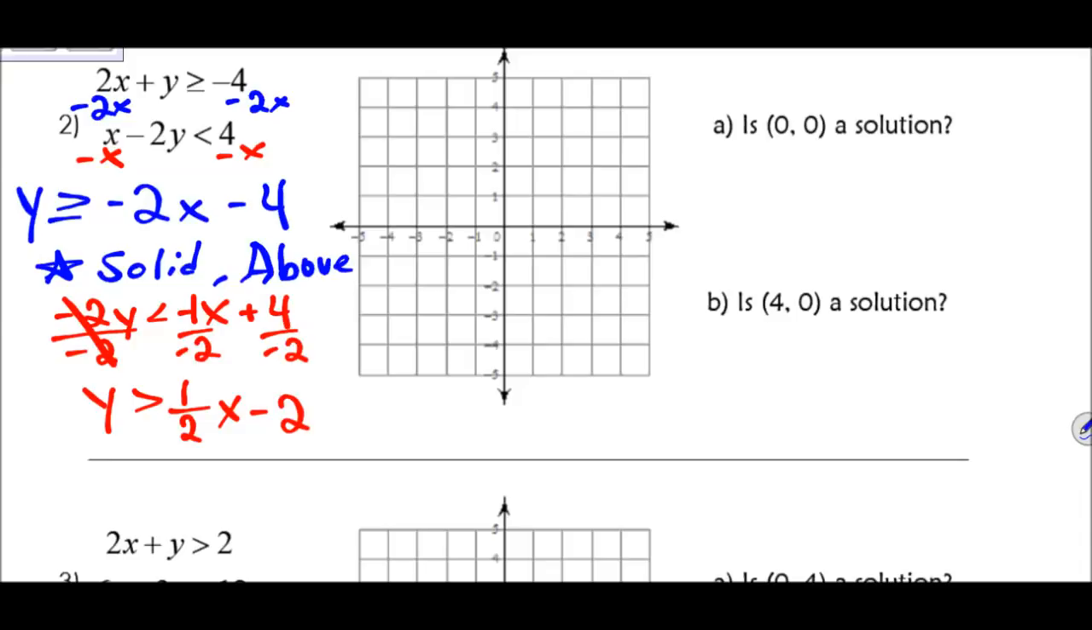So I have my two inequalities. This one is going to be a dotted line, because it's just greater than, not greater than or equal to. And I'm going to shade above that one, because again, it's greater than. So I'm going to graph that one first. -2, my y-intercept. My slope is 1/2, so I'm going up 1 and over 2. And that's going to be a dotted line. I got my dotted line, I'm going to shade above that.